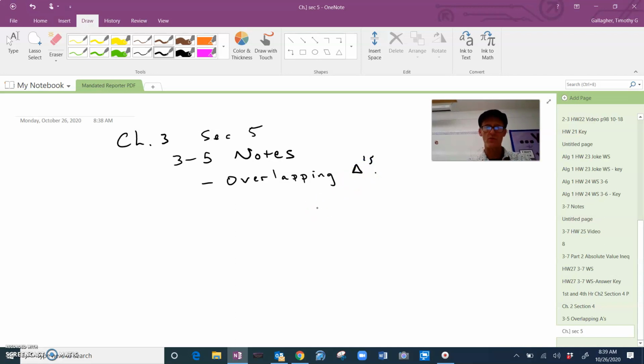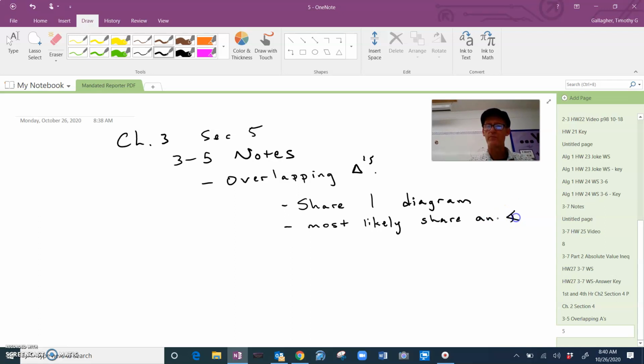So overlapping triangles, what are overlapping triangles? Overlapping triangles are two triangles that are together in the same diagram. So these overlapping triangles, they're going to share one diagram, and they most likely share an angle or side.